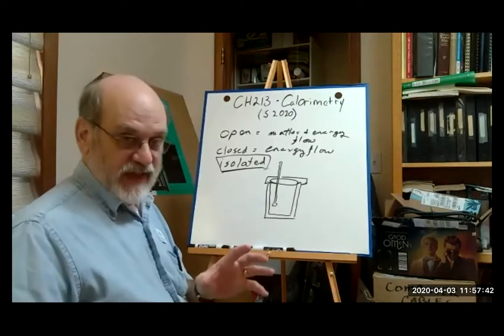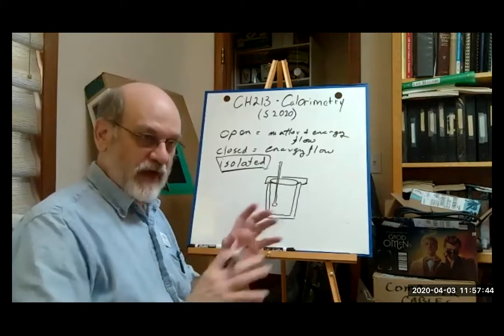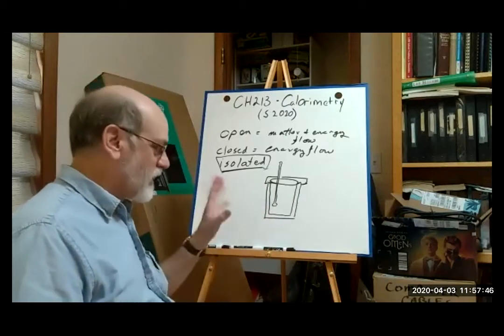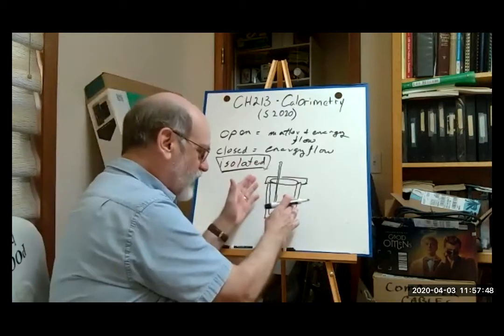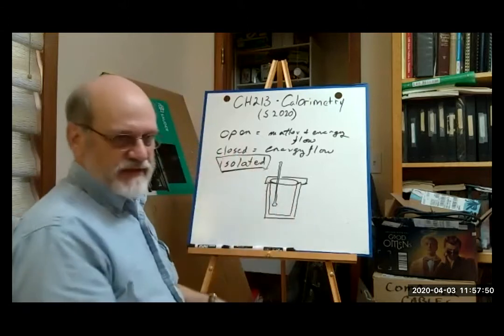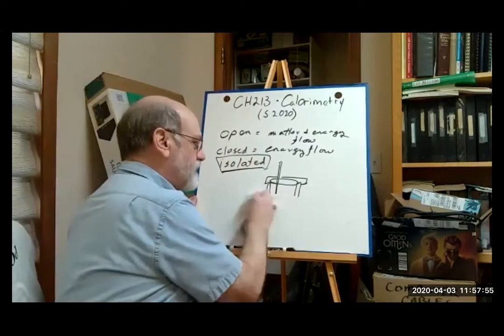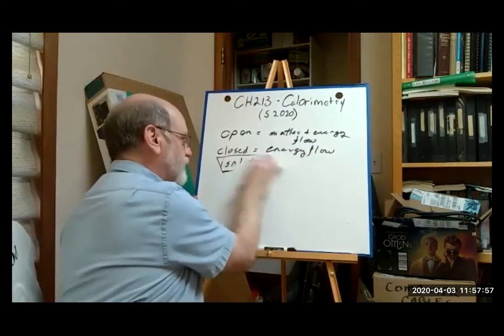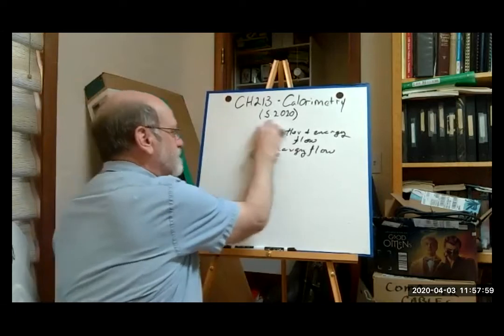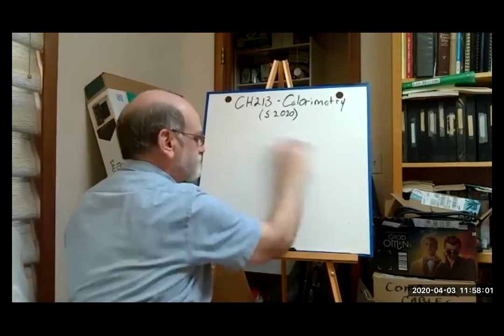And we'll take that into account when I show you calculations. All right, so there's our calorimeter, and inside the calorimeter, we have an isolated system. Right? So what does that mean in terms of actually performing the experiment?